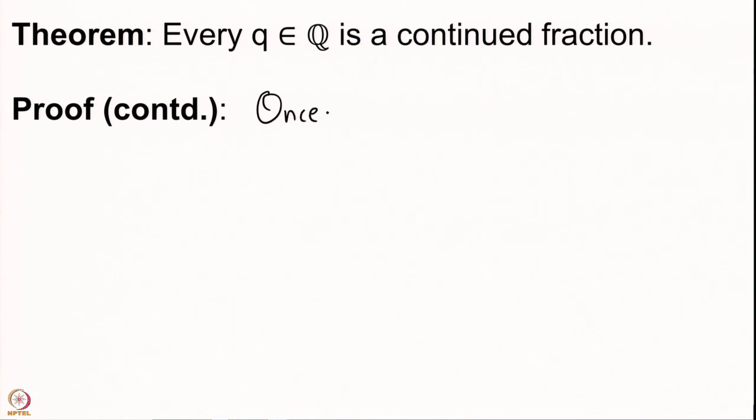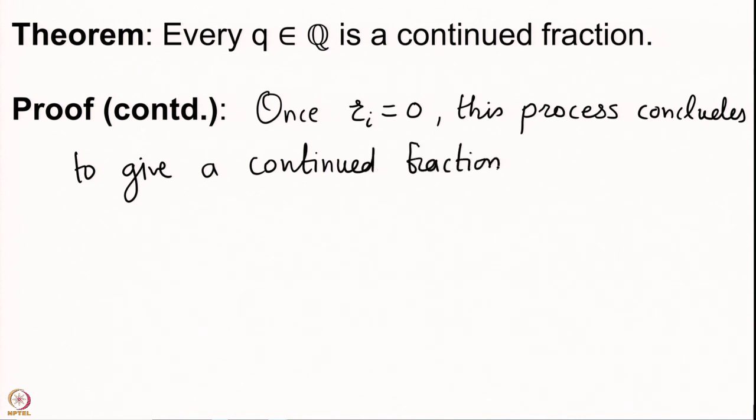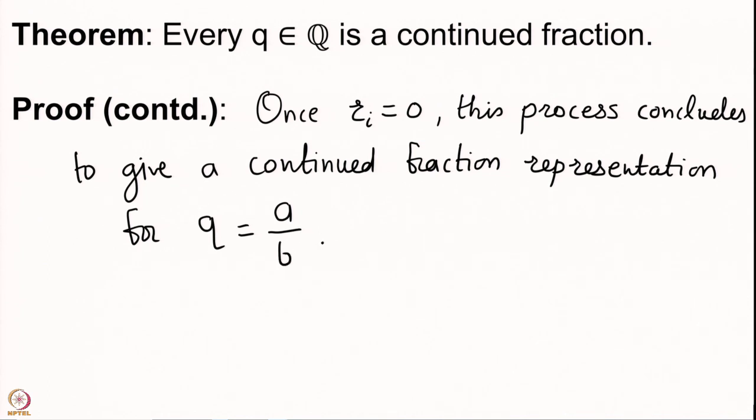Once Ri becomes 0, this process concludes to give a continued fraction representation for q, which is a by b.